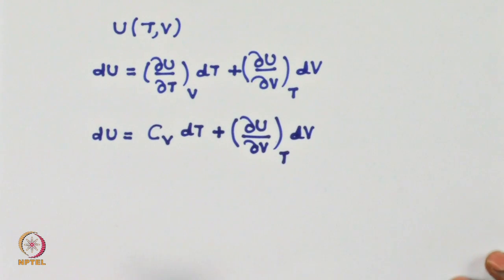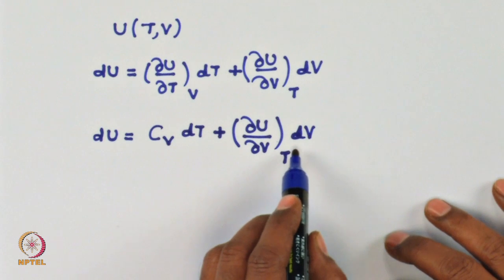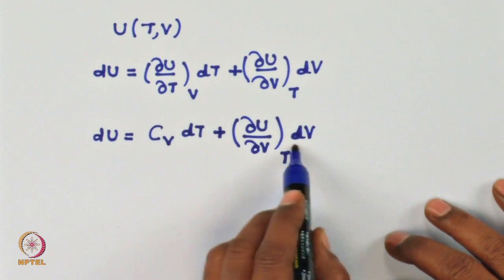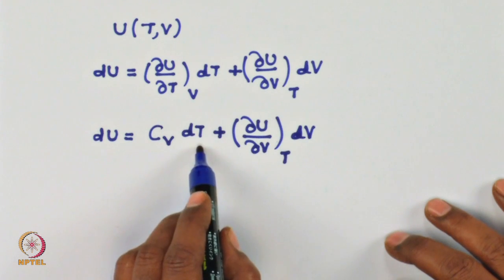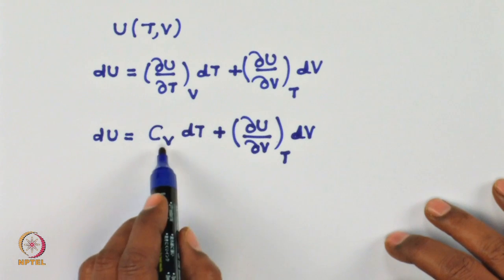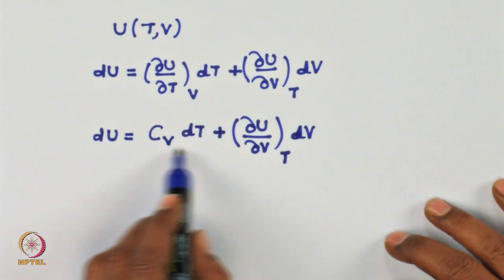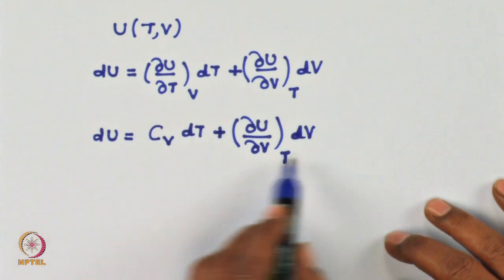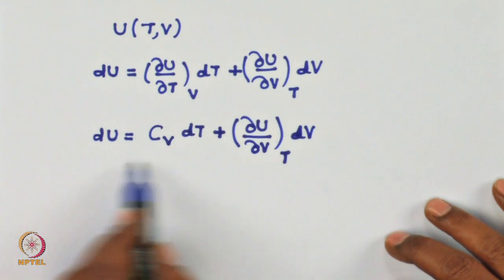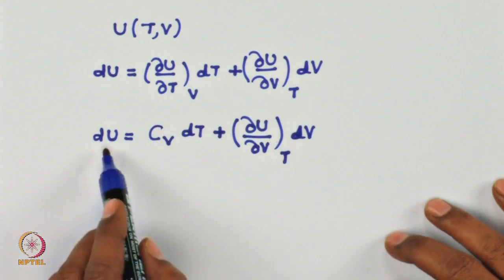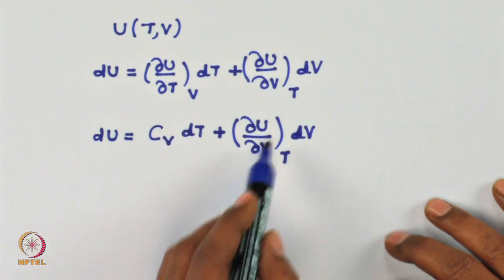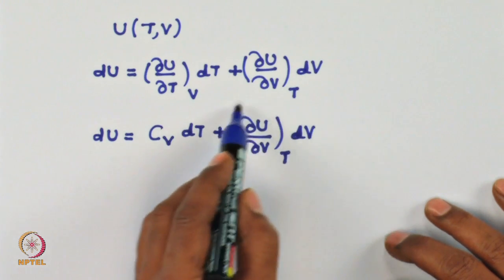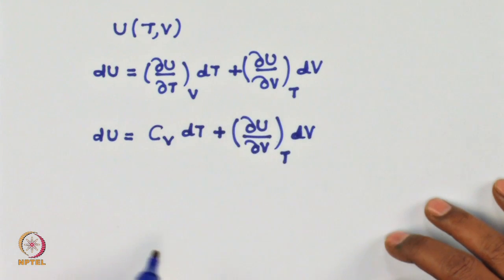This equation is very important. Please note here, if the volume is constant, then du is equal to Cv dT. You remember earlier I have been saying that du is equal to Cv dT you can use only if volume is constant, and that is proved by this equation that du is equal to Cv dT only if volume is held constant. Otherwise, we have to account for this variation of internal energy with volume.